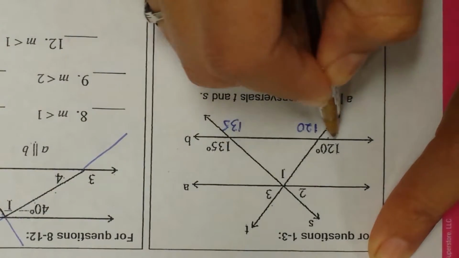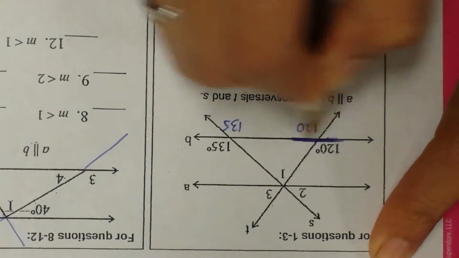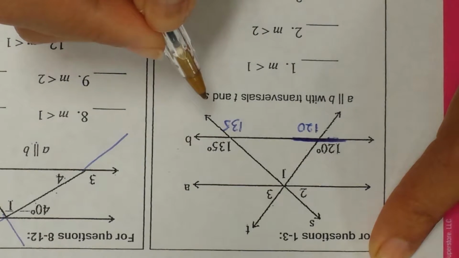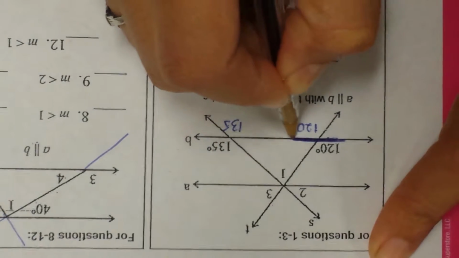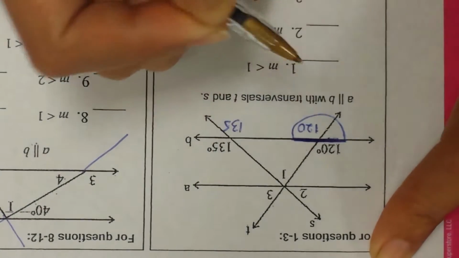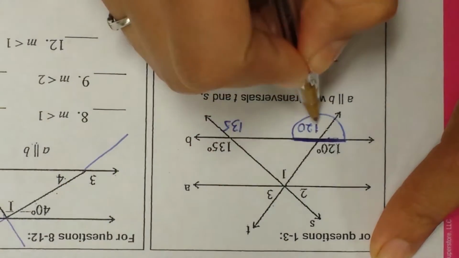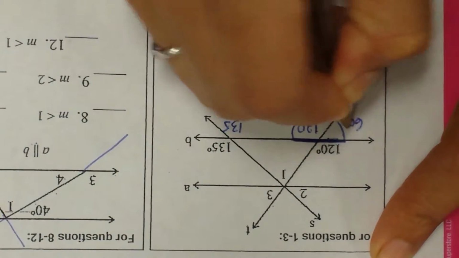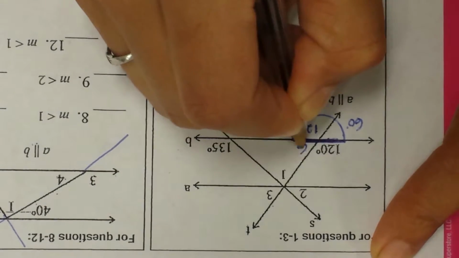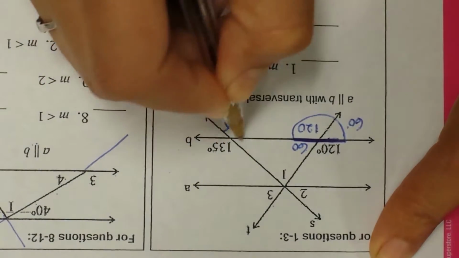And then once I got my vertical, look at this. What's that? It's a linear pair, straight line. Remember, if you can make a semicircle, what does it add up to? 180. So if this is 120, this one has to be 60. Go vertical to that. What's that? 60.